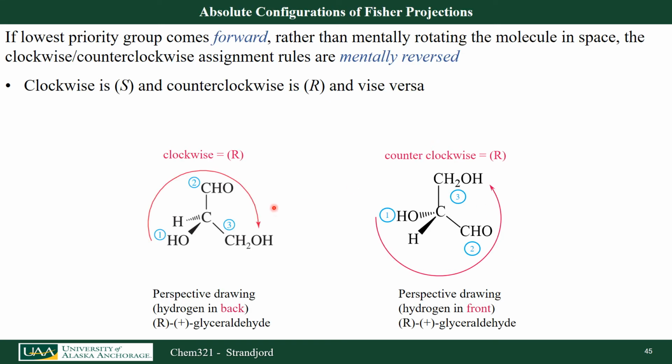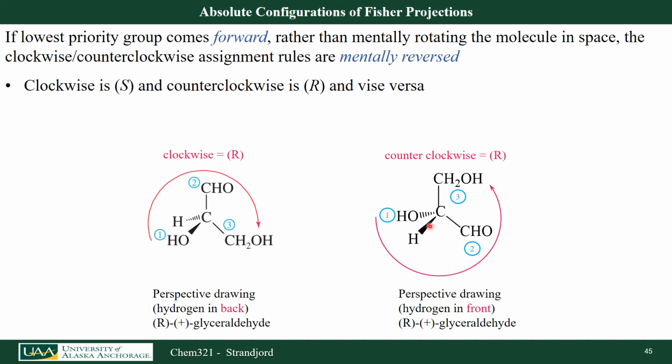So what if I can't mentally manipulate my lowest priority group? For example, if I look at this molecule, my hydrogen is my lowest priority and it's already in back. So I can just go 1, 2, 3. That's going to be clockwise. So this molecule is going to be R-glyceraldehyde. I'm going to talk about that a little bit more coming up here.